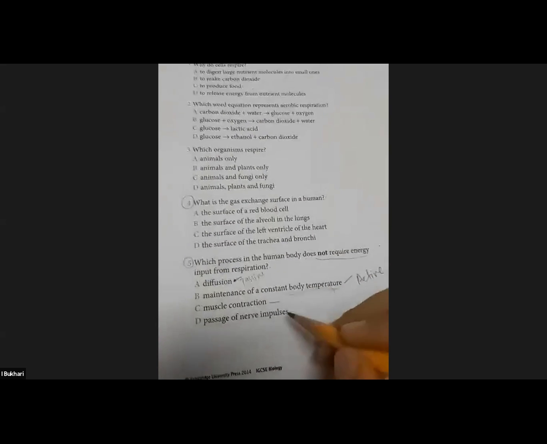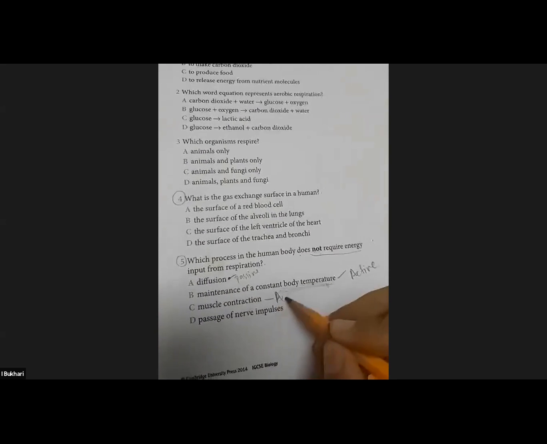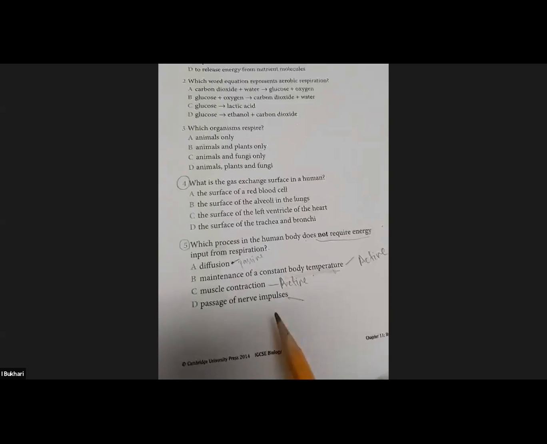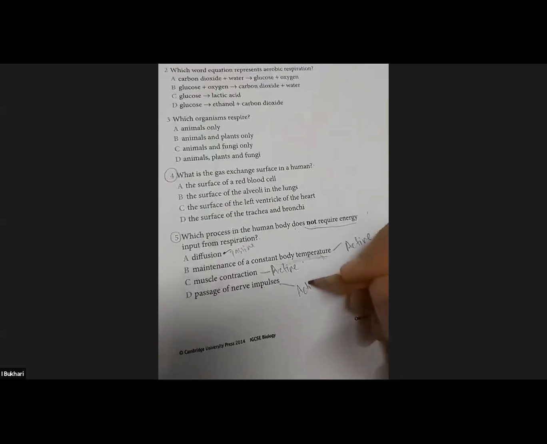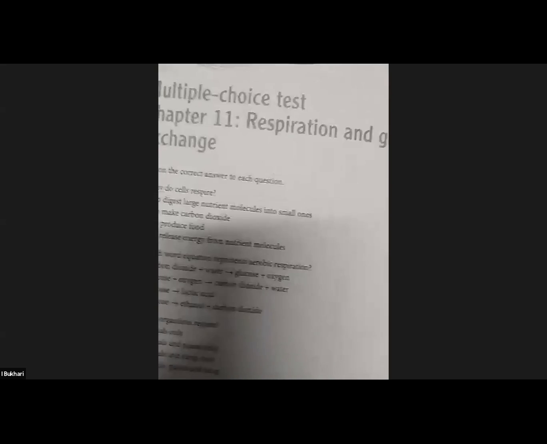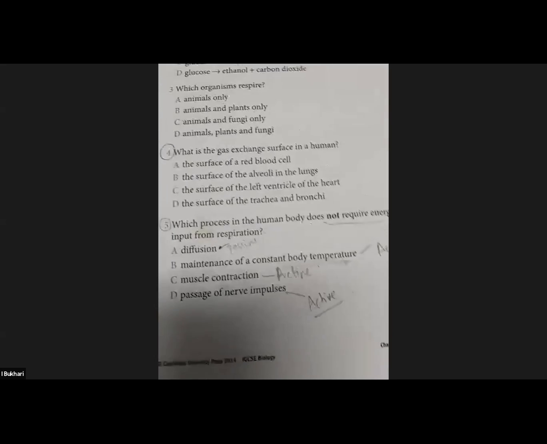Highly active. That's why to move, you need energy. To exercise, you need energy. Passage of nerve impulses: highly, highly active. Do you know which process is the most active, meaning which process in the human body requires the most energy? It is the transmission of nerve impulses. Transmission of nerve impulses is the most energy-demanding process in the human body.